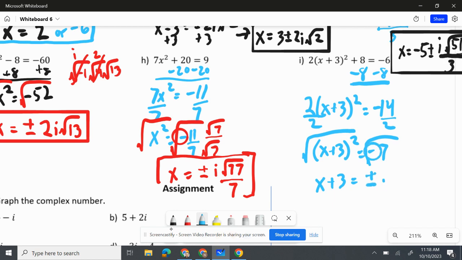The negative tells us it's an i, and there is no simplifying 7, so we leave it as the square root of 7. And our last step is we're going to subtract the 3. 3 is a real number, and the i square root of 7 is an imaginary number, so we cannot combine them. So we have x equals negative 3 plus or minus i square root of 7.